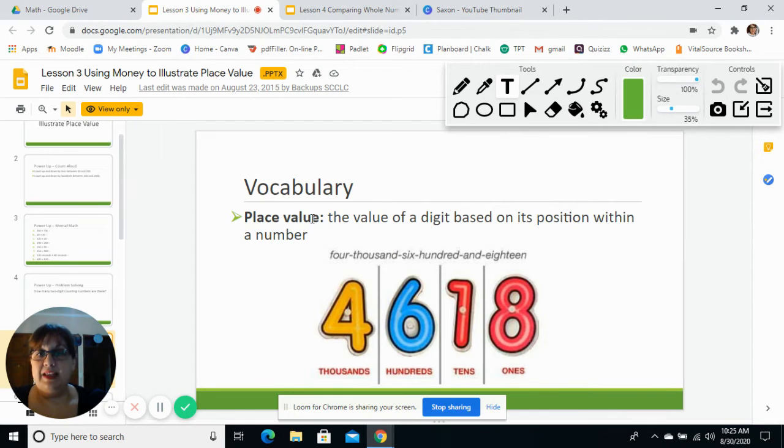This is called place value. Write that down. Place value. Place value is the value of a digit based on its position within a number. For example, in this number we have 4,618, and each number has 1 place. The 4 is in the thousands place, the 6 is in the hundreds place, the 1 is in the tens place, and the 8 is in the ones place.